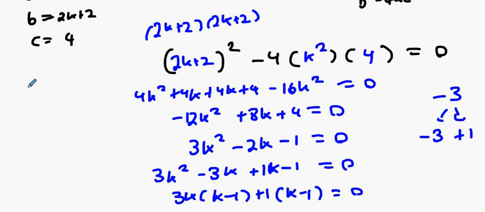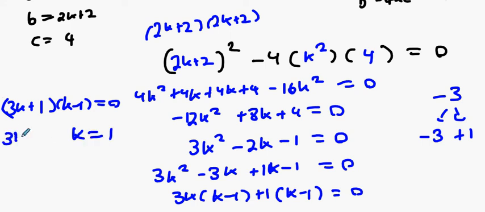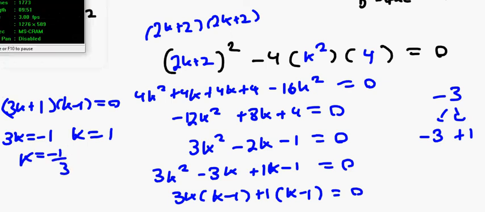So you get 3k plus 1 and k minus 1 equals 0. Then you get k equals 1 or 3k equals minus 1, k equals minus 1 over 3. Who beat me to it?